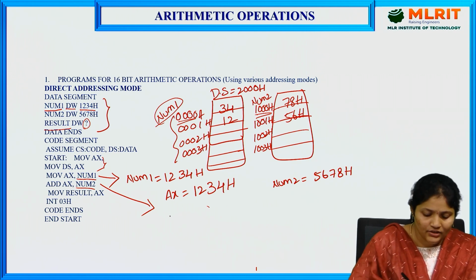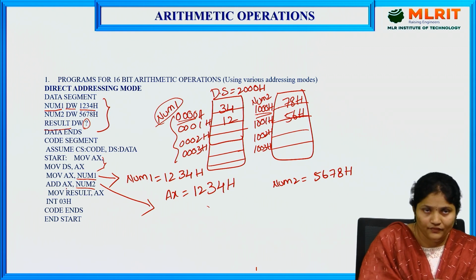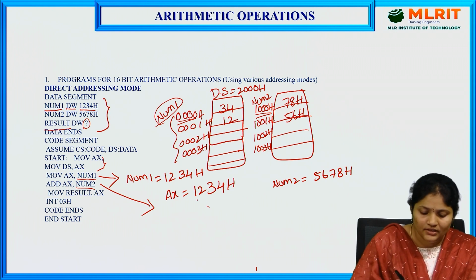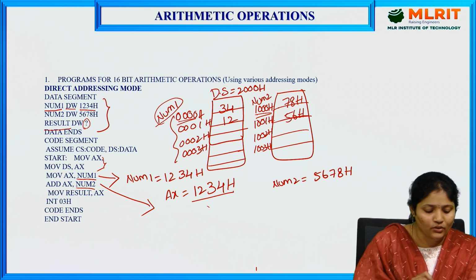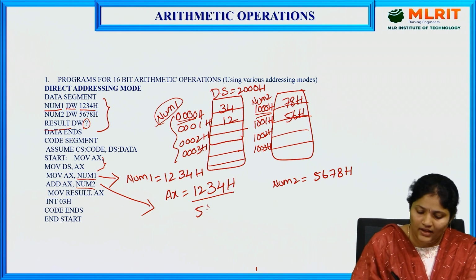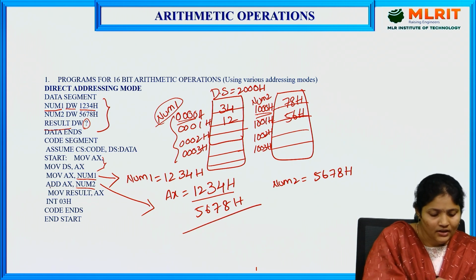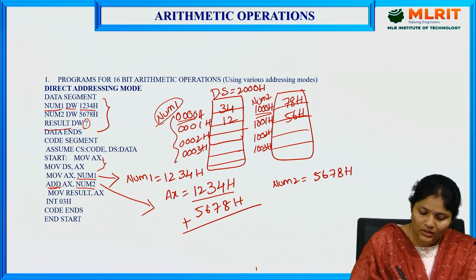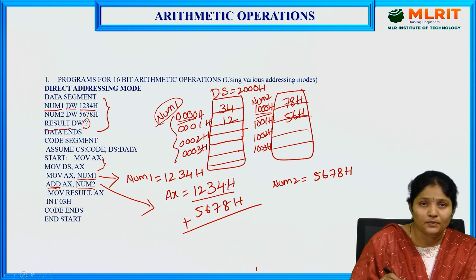So here addition will be performed between the two. One is the register AX. The value present in the register AX is 1234H, and the number 2 value is 5678H. So what will be the output? Here it is an addition operation, so we will perform addition. 8 plus 4 is 12.